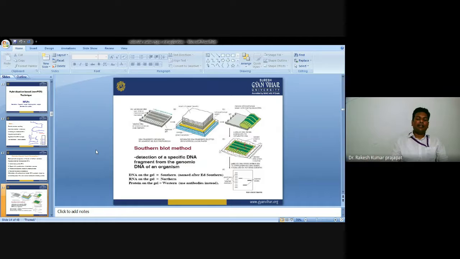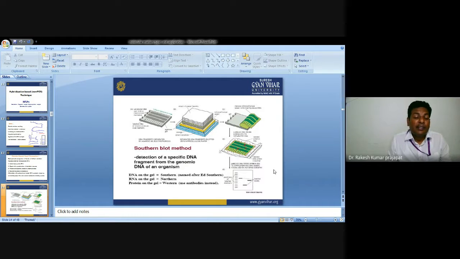This is the representation of the RFLP. Here you can see the agarose gel, which is transferred to the nylon membrane through the Southern blotting method. Later, through autoradiography, you can generate the pattern on film. You can clearly see the Southern blotting method: detection of specific DNA fragments from the genomic DNA of an organism.